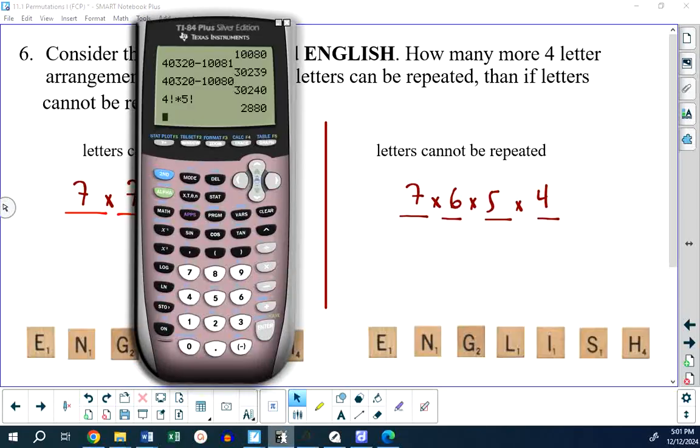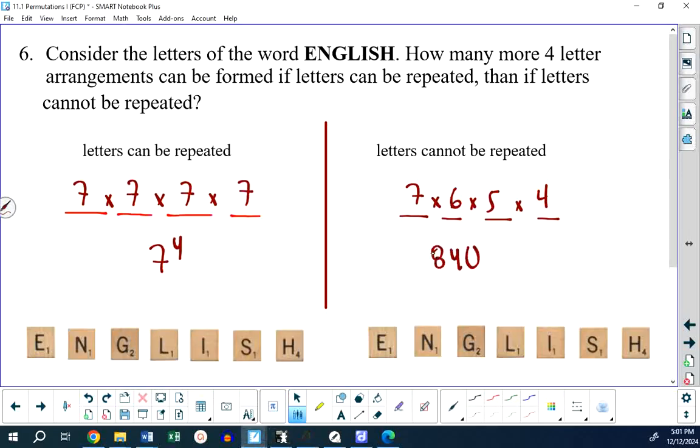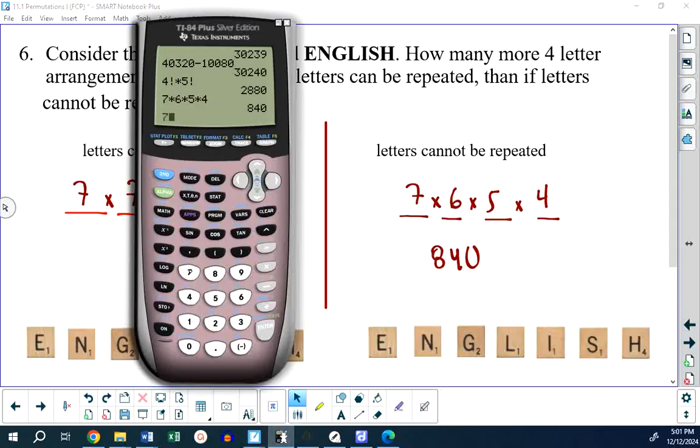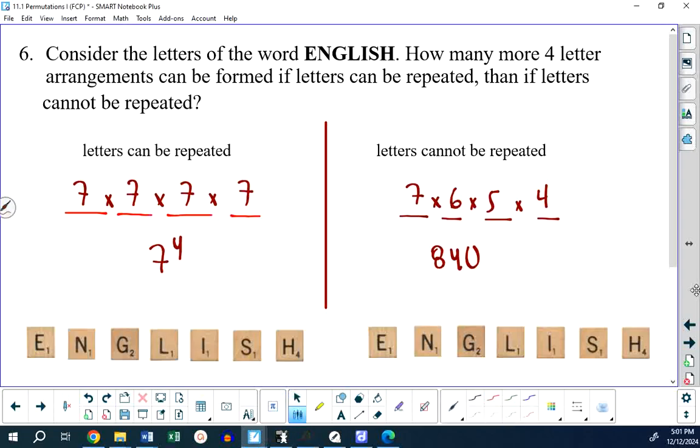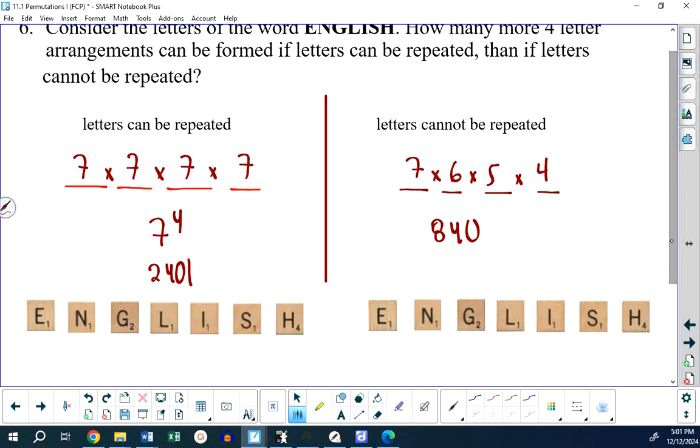I think that's going to be 840, but we'll check. 7 times 6 times 5 times 4 gives me 840. So what is 7 to the 4? 7 to the 4 is 2401. 2401 is greater than 840, and we're asked for how many more arrangements can be formed. So the answer to this question will be 2401 minus 840, which is apparently 1561.